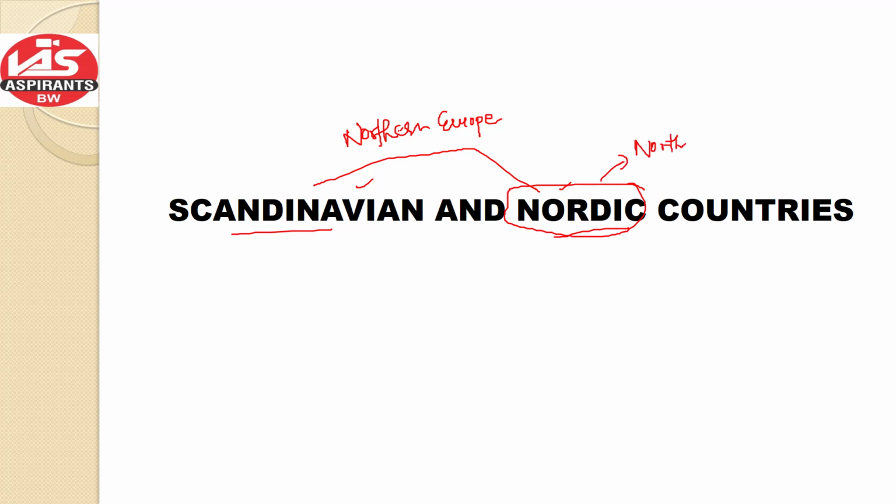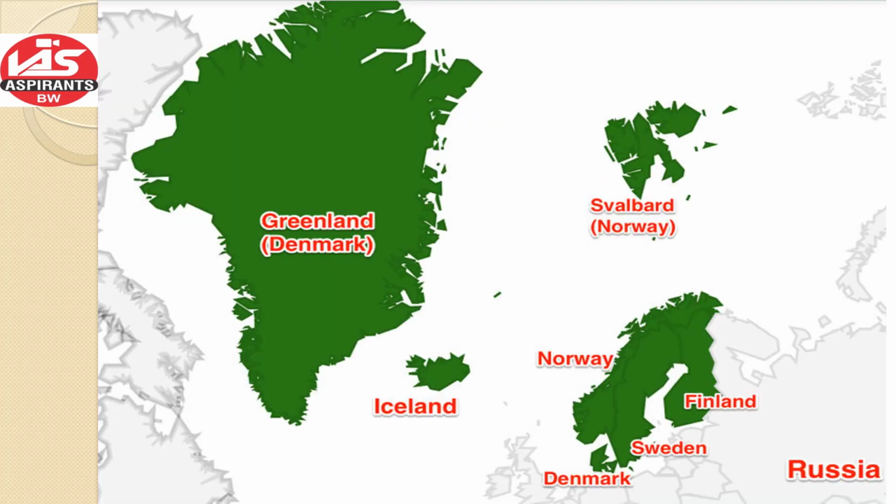So let us start with the countries which are included in Scandinavia. See here, you can see Denmark, Norway and Sweden. These three are the countries included in the Scandinavian countries. That means Scandinavian countries equal three countries: Denmark plus Norway plus Sweden. D, N and S. Now what is the capital of Denmark? It is Copenhagen. The capital of Norway is Oslo, and the capital of Sweden is Stockholm. So remember, the three countries in Scandinavia are Denmark, Norway and Sweden.